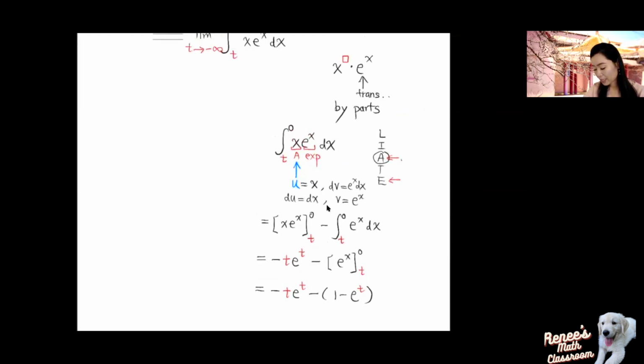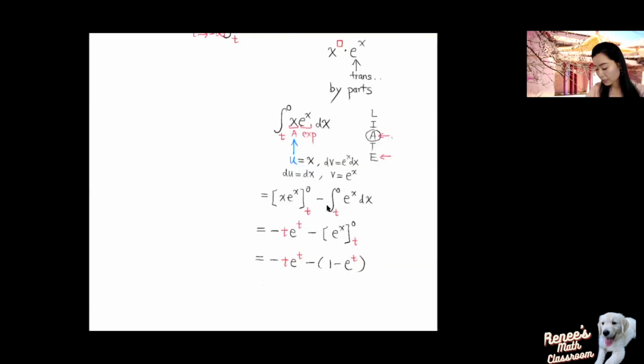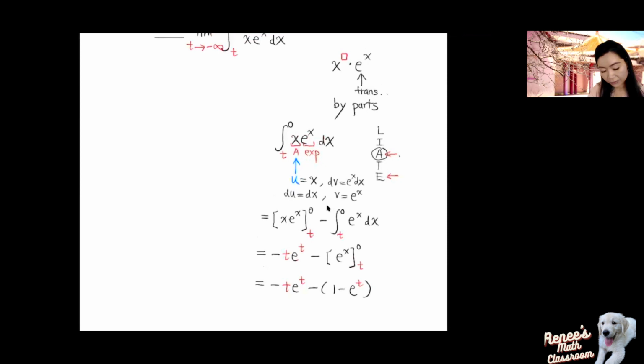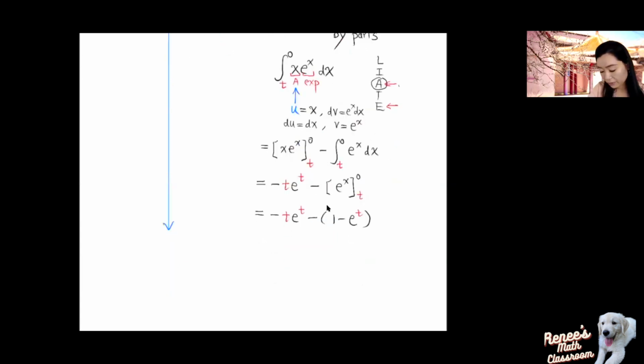Okay. Now, once you get to this, we go back to the integral that we started with. So what is this one? So this is the one. The integral we started with over here, we're going to take the limit.